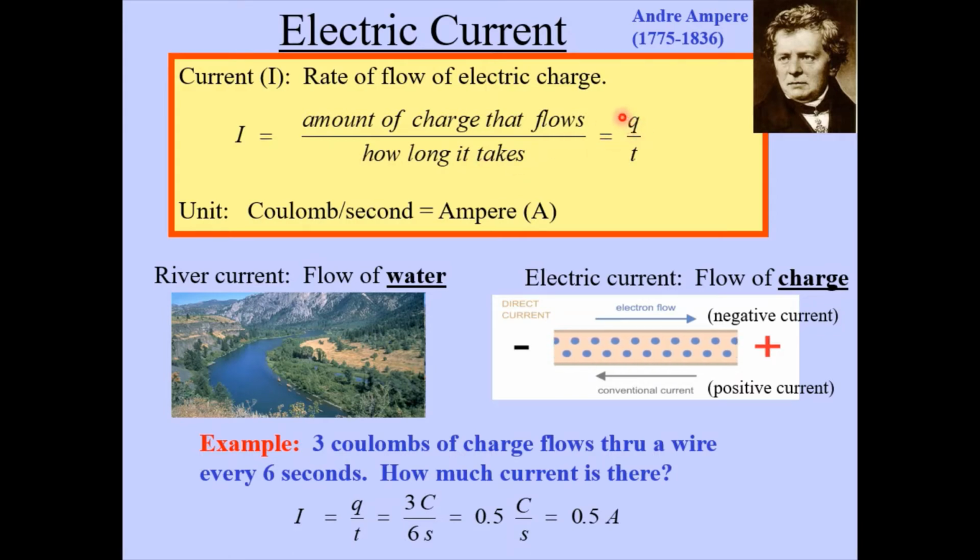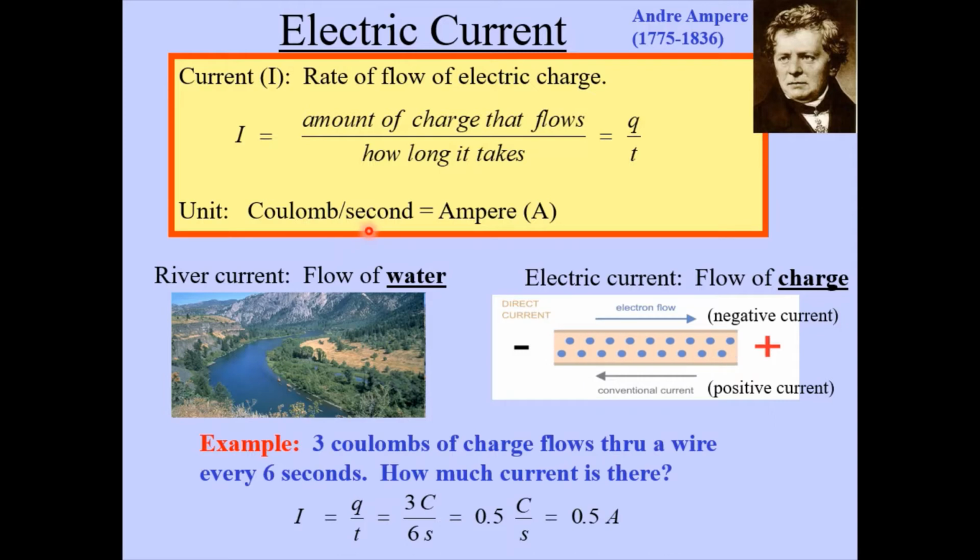So remember, charge, we can abbreviate that with Q, and time, of course, we can abbreviate with T. So I is equal to Q over T. Now the units of current: up here we have charge, which is measured in coulombs, and down on the bottom we have time, which is measured in seconds. So current is measured in coulombs per second. Because current is such an important parameter and concept in electricity, we give current its own unit.